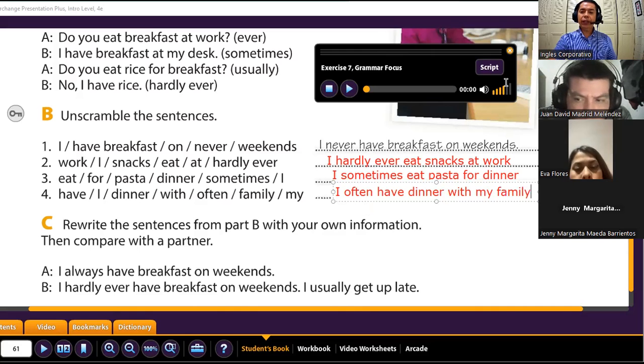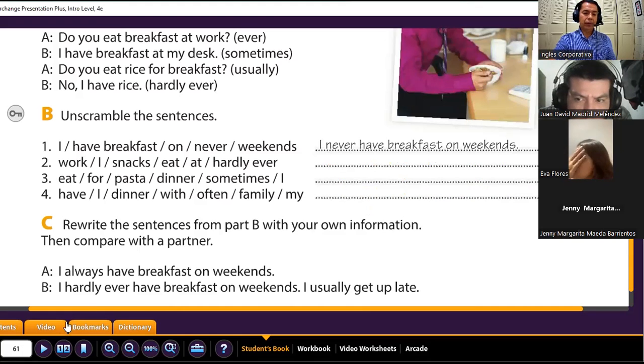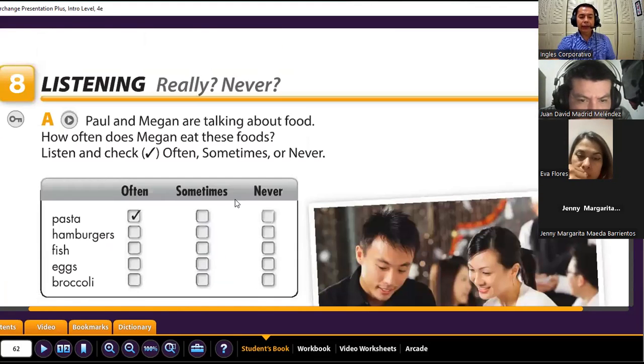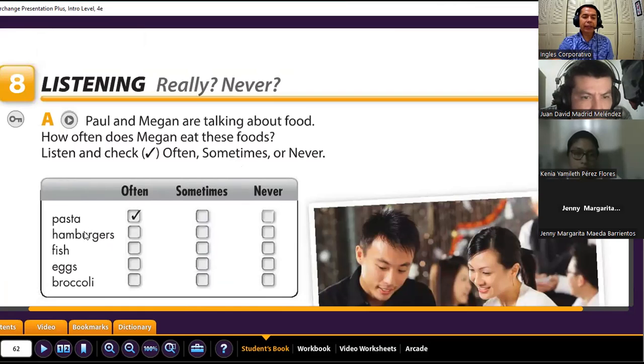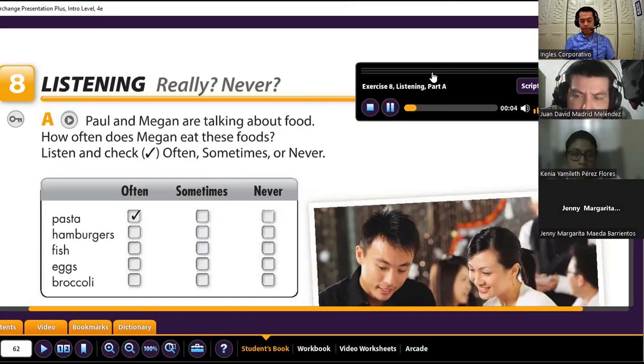Now we have this exercise. Listen, right? So Paul and Megan are talking about food. How often does Megan eat these foods? Pasta, hamburgers, fish, eggs and broccoli. So you're going to say often, sometimes, and never, right? Remember, it's Megan. You're going to say how often Megan eats those foods. Page 62, exercise 8, listening.